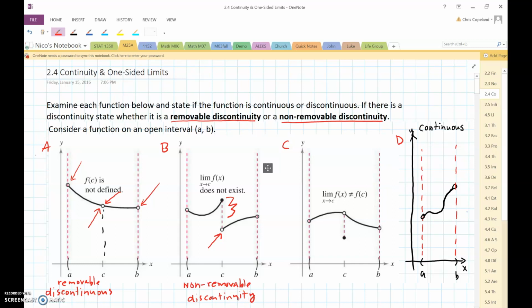Let's look at C. Okay, again, this would not be continuous because there's a break right here. And basically this is a removable discontinuity because this point here has been removed. It's been moved down there. So, removable discontinuity.